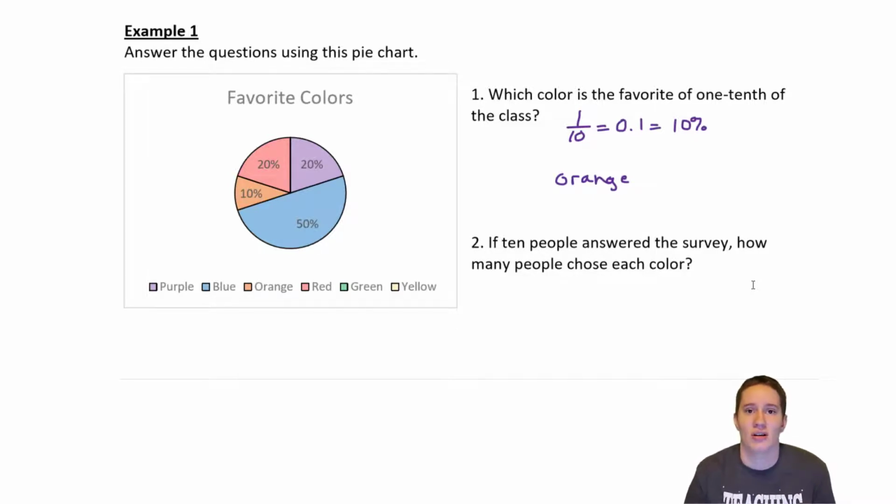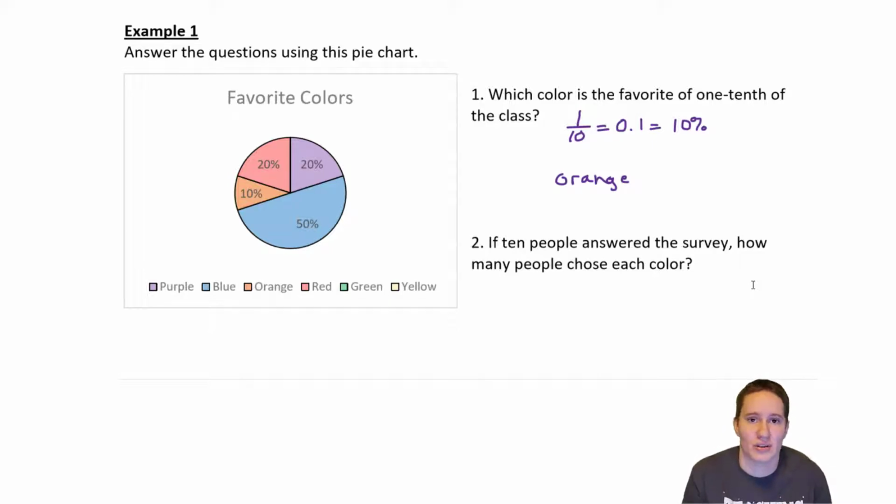We could be asked, which two colors were picked evenly, like had the same amount picked? So we'd say, okay, well, there's two that are 20%. Actually, there's two different answers for that, right? We could say red and purple were both picked the same amount, but also green and yellow were both picked the same amount because they weren't picked at all. So those are some questions that we could be asked that we just have to look at and sometimes think about as fractions or decimals, if that would help. But just think about, what is this data actually showing?